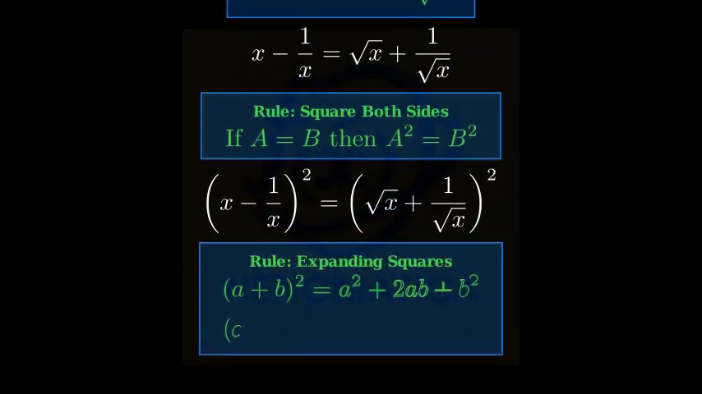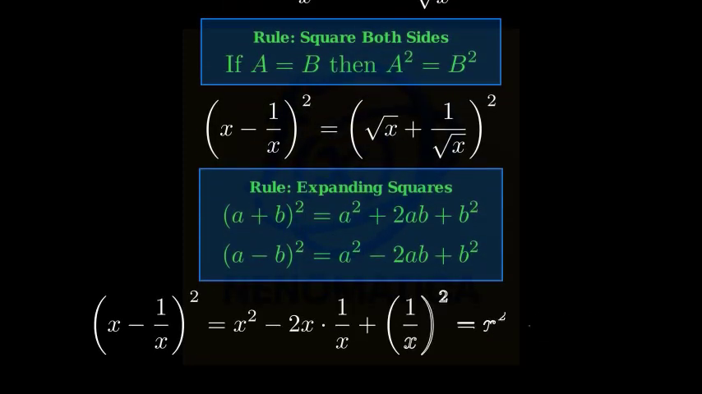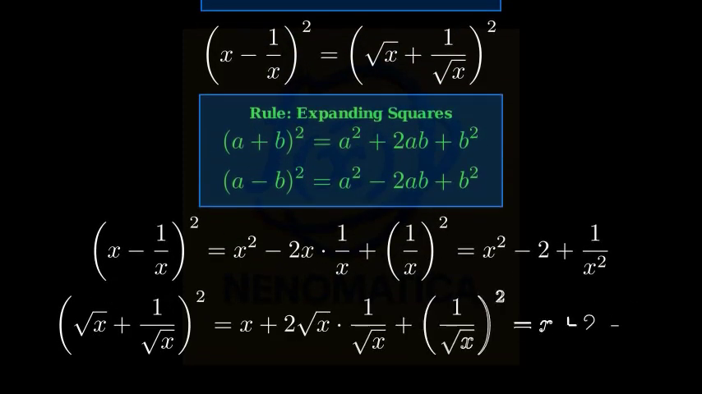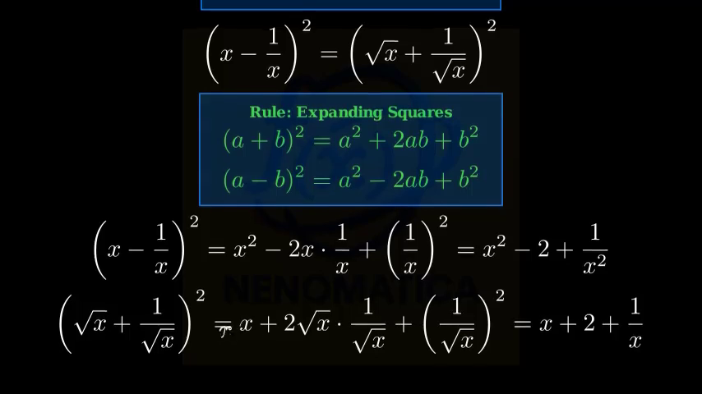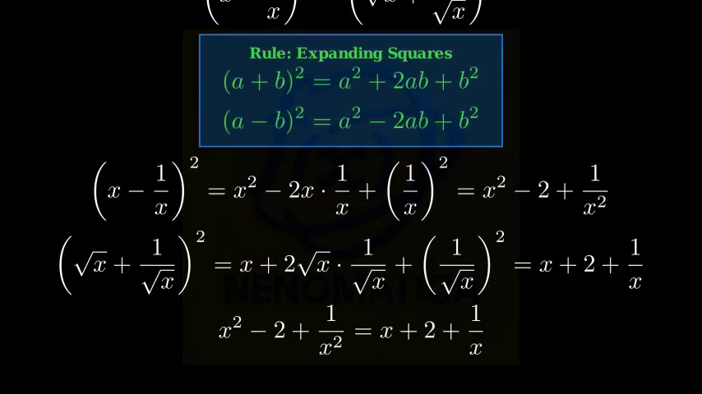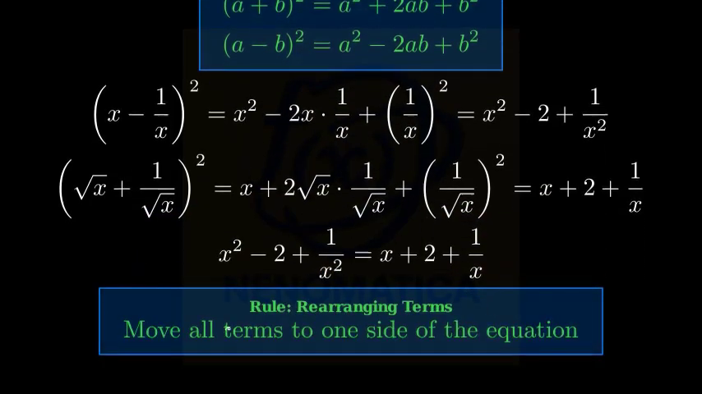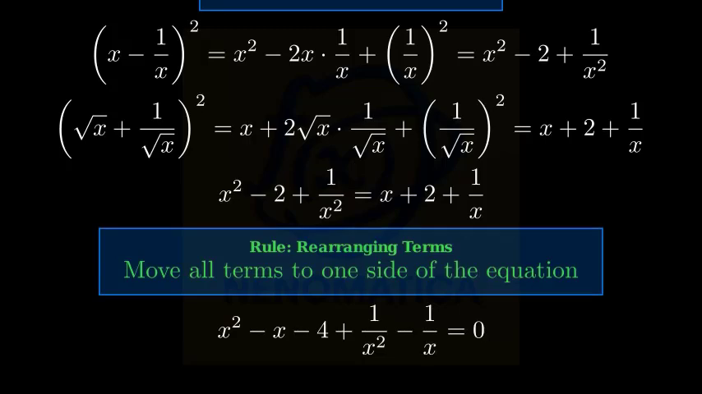For the left side, we get x squared minus 2 plus 1 over x squared. For the right side, we get x plus 2 plus 1 over x. Now we can set up our expanded equation. We have x squared minus 2 plus 1 over x squared equals x plus 2 plus 1 over x. Let's rearrange the equation to isolate the terms we need. Moving all terms to the left side, we get x squared minus x minus 4 plus 1 over x squared minus 1 over x equals 0.